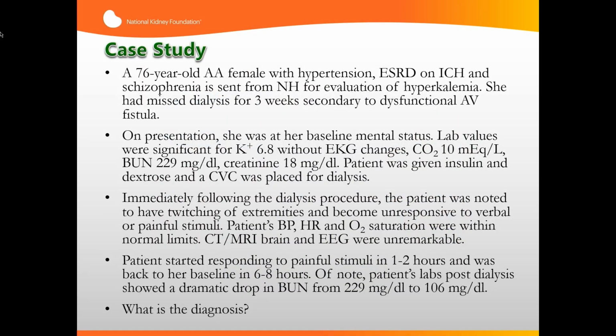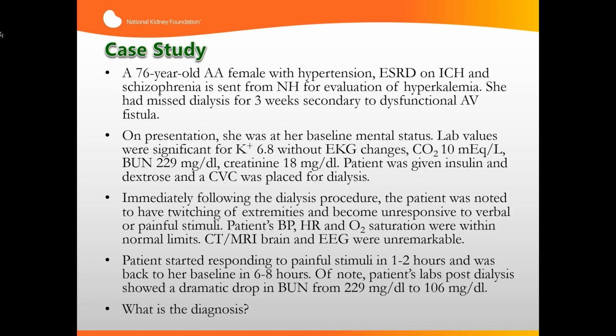Okay, let's start off with a case. So this is a 76-year-old African-American female with hypertension and ESRD on in-center hemodialysis, and she also has a past history of schizophrenia. She's sent from the nursing home for evaluation of hyperkalemia. She had missed dialysis for 3 weeks due to a dysfunctional AV fistula.